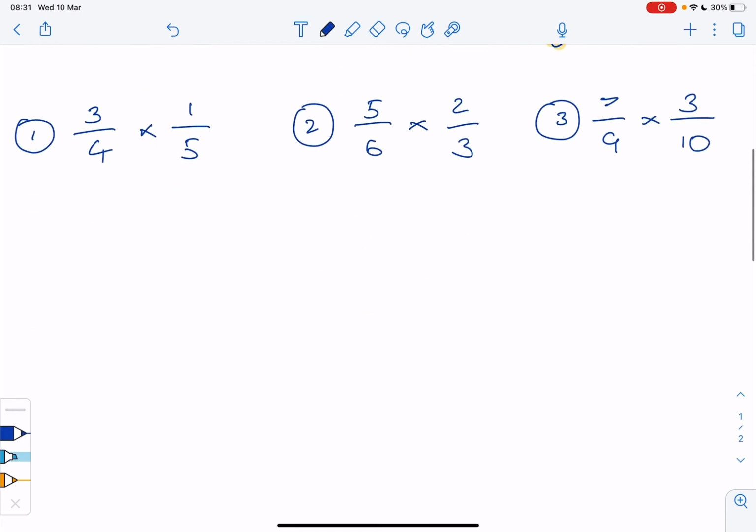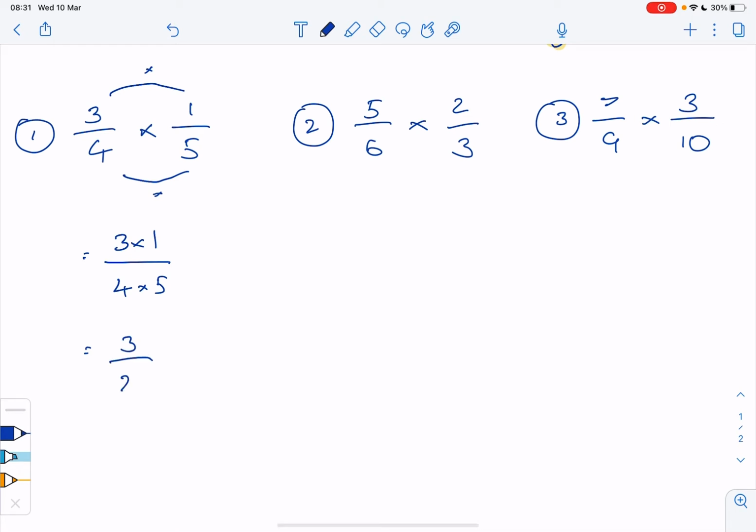So we'll look at a few more of these. We've got these three questions here. We've got 3 quarters times 1/5. All we need to do straight away is take the tops and multiply them together, and that's going to be the top of our new fraction, and then take the bottoms and multiply them together, and that's going to be the bottom of our new fraction. So 3 times 1 on the top, and 4 times 5 on the bottom. You can write it like this, or you can just go straight to the answer. 3 times 1 is just 3, and 4 times 5 is just 20.